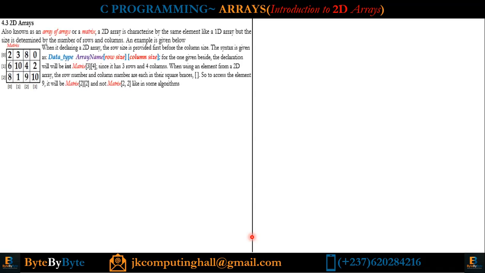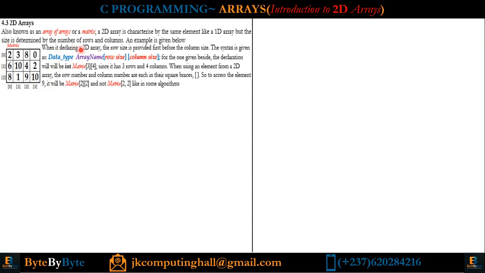Also known as an array of arrays or a matrix, a two-dimensional array is characterized by the same elements as a one-dimensional array, that is the data type, the size, and the identifier. But the size is determined by the number of rows and columns. An example is given below. So this is a two-dimensional array, as you can see. You have two different indices here, one for the different rows, one for the different columns.